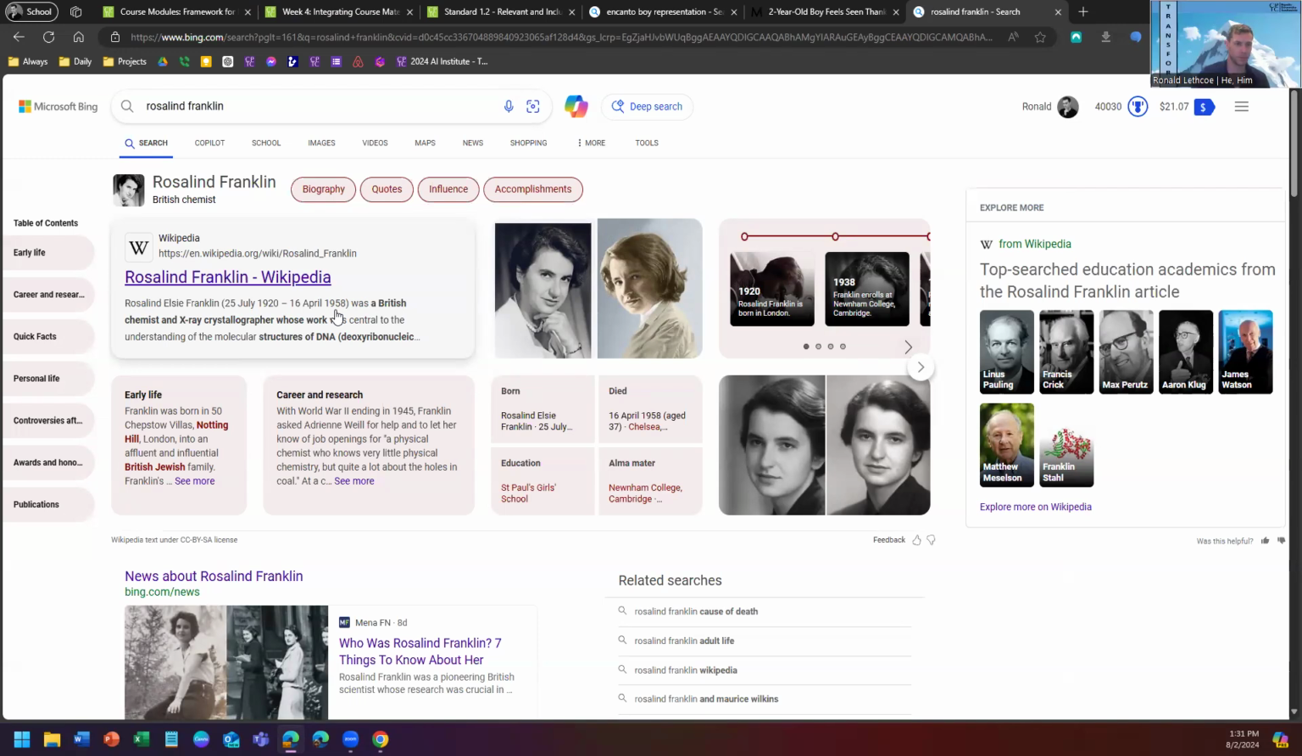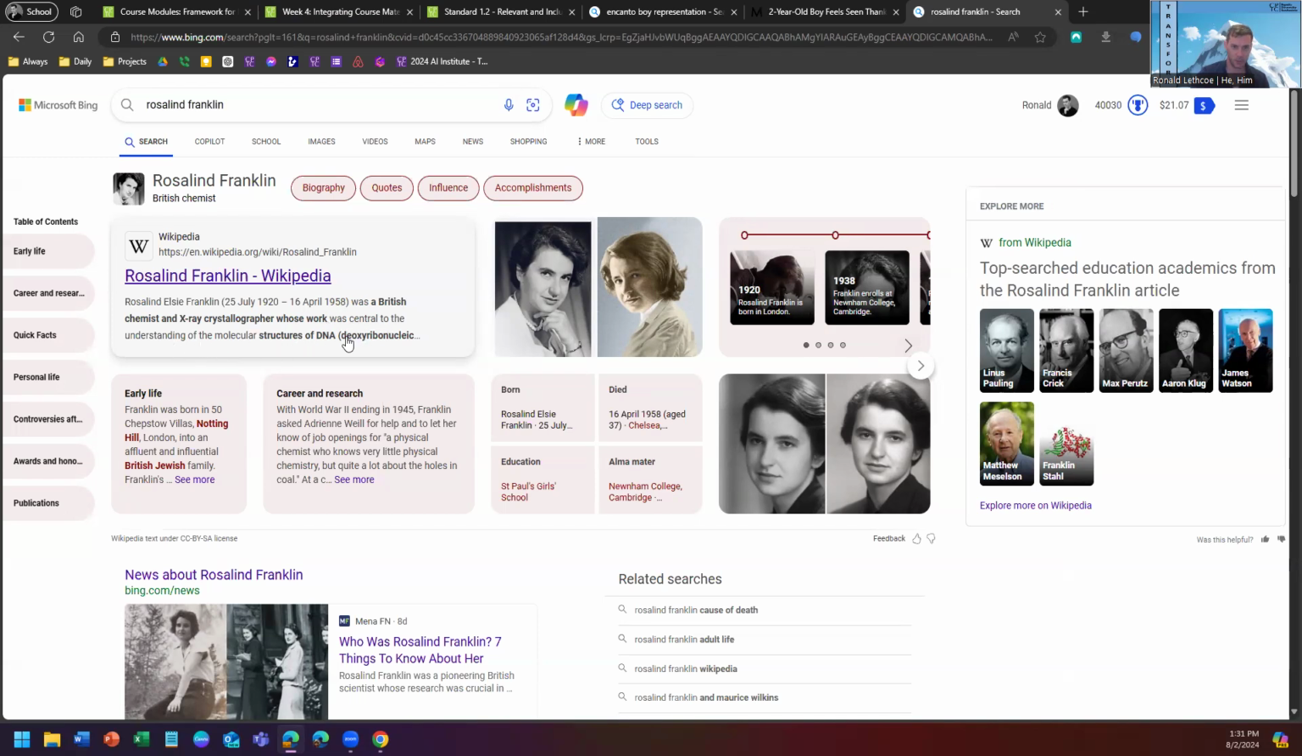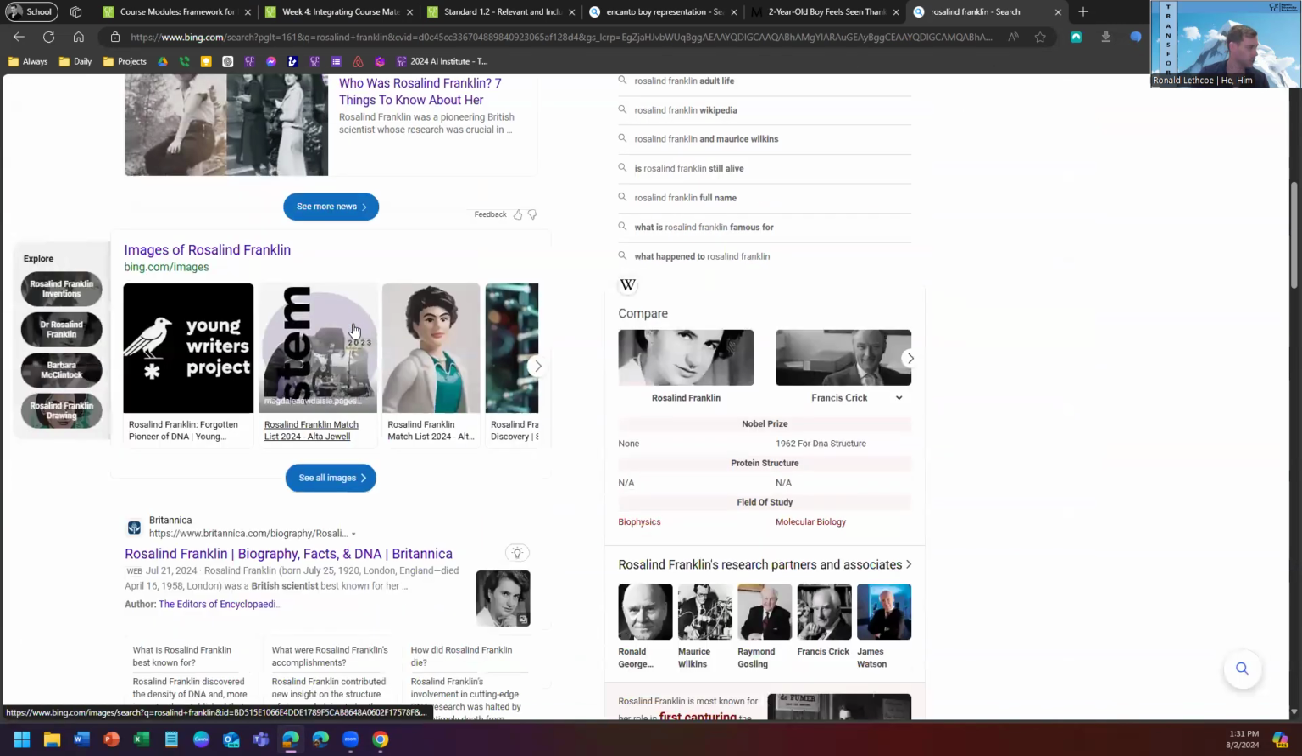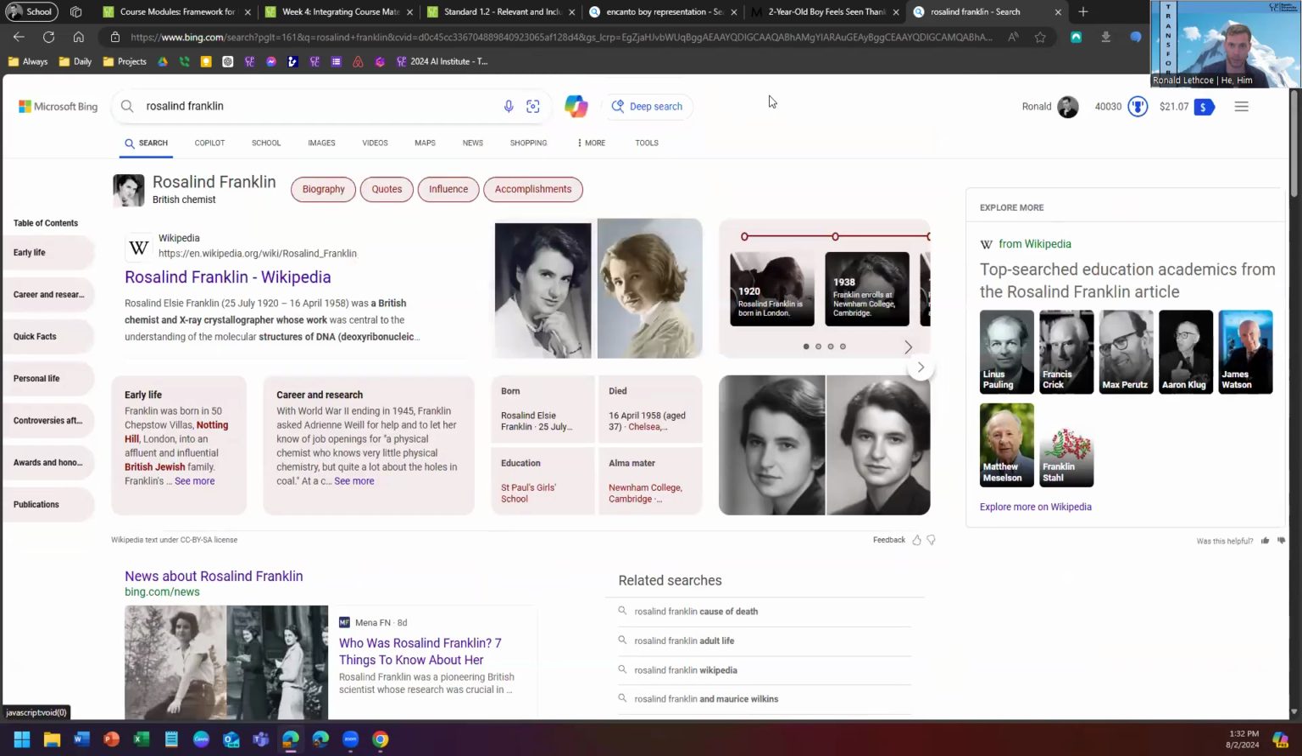Well, there it is. Rosalind Franklin. Let's say the name so it gets out there. Central to the understanding of the molecular structure of DNA. So nice. Thank you for talking about that, Derek, and thank you, Tracy, for putting that one into the chat for us.